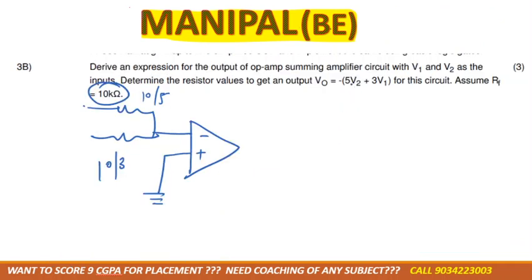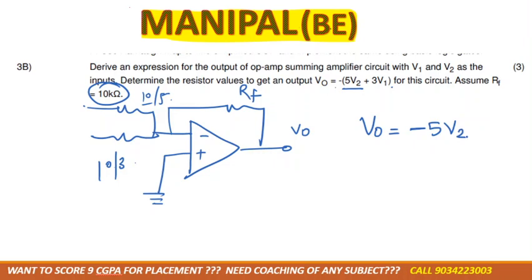Name it. So it is negative, which means an inverting summing amplifier. This resistance will be 10 by 5, 10 by 3. Output is V naught. Feedback resistance they have given as RF. Now suppose they have mentioned minus 5V, minus 3V1 and plus 2V3, then tell me what would be the changes in the diagram.